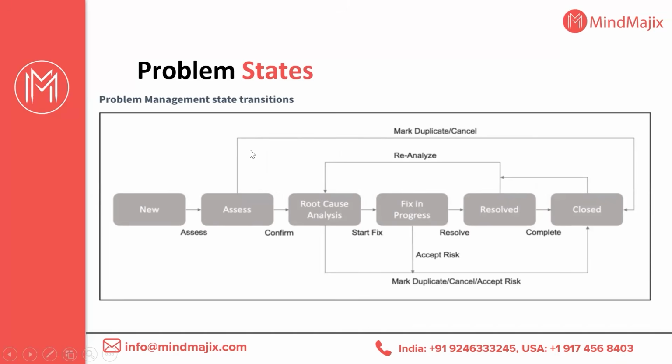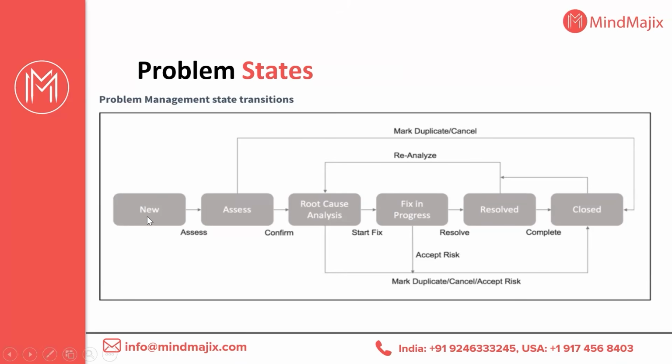We will be going to the problem states. As we said that incident states are really important, similarly problem states are very important to understand where exactly the problem is, what is actually happening in the problem, and everything else. Okay. So the first thing is, when a problem is created, it will be in a new state. Now a problem can be created via incident, and linked at that time. Or it can be created proactively by clicking new and creating a problem. Okay. So the first state is new.